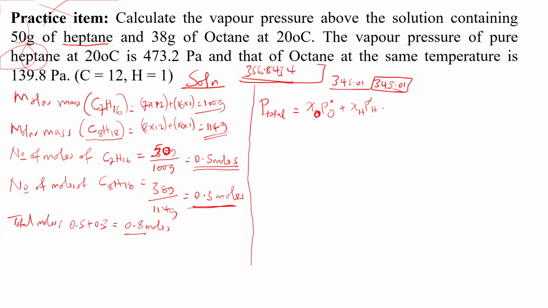Do we have all of these? Yes, master. Let's see. They gave us the vapor pressure of pure heptane. Oh, so we have these ones. Meaning we can just substitute and get done. We just need the mole fraction of this and the mole fraction of that, and then we get it done. Okay. Can we get the mole fraction? X of octane will be what?